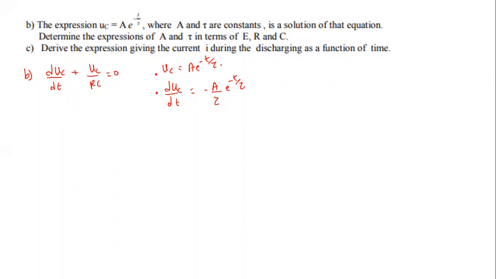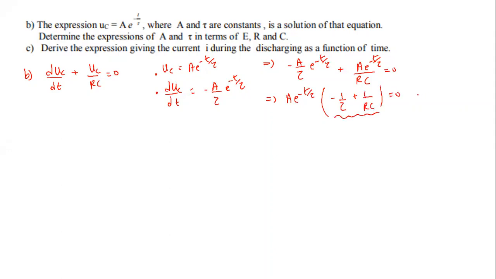We do the derivative: duC over dt equals minus A over tau e to the minus t over tau. And we substitute, so we get minus A over tau e to the minus t over tau plus UC, which is A e to the minus t over tau, over RC, equal to 0. We take the common factor, so we have minus 1 over tau plus 1 over RC equal to 0. Now the question is to find tau. This means that 1 over tau is equal to 1 over RC, which means that tau equals RC. So we found the first unknown.